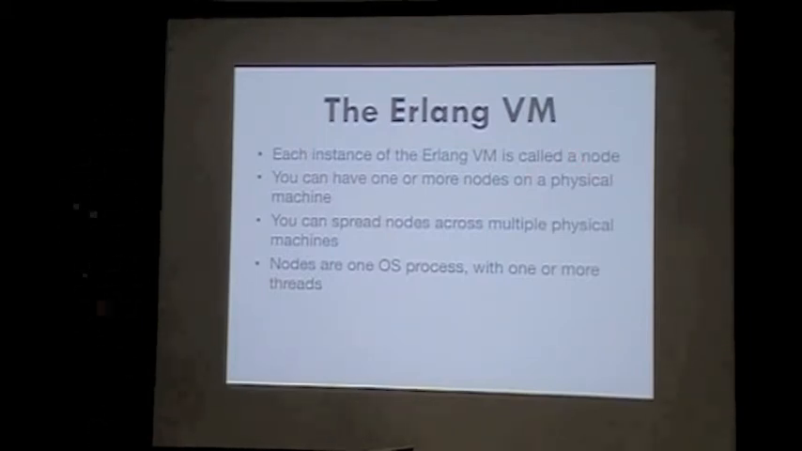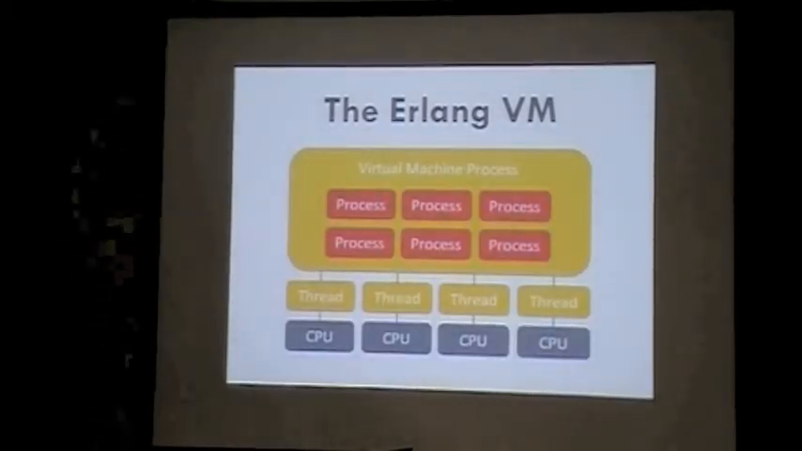You can have many nodes on one physical machine. You can spread nodes across multiple physical machines on a network, and you can configure them to communicate with each other. Nodes are nodes of the VM, and they're always one operating system process. Sometimes, like you can see here, a process has multiple threads.